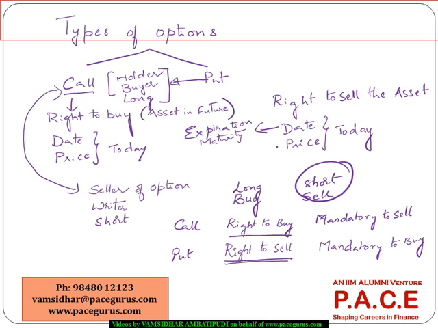The price at which the buying or selling can happen, or the option to buy or sell takes place, is what we generally call either the exercise price or the strike price. The two common names associated with this price are the exercise price or the strike price.